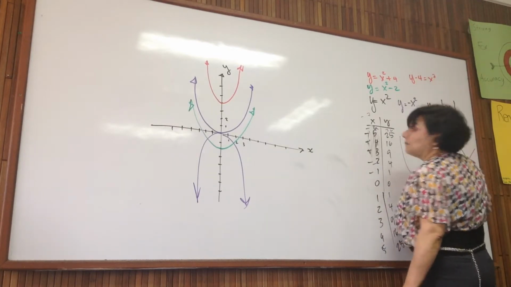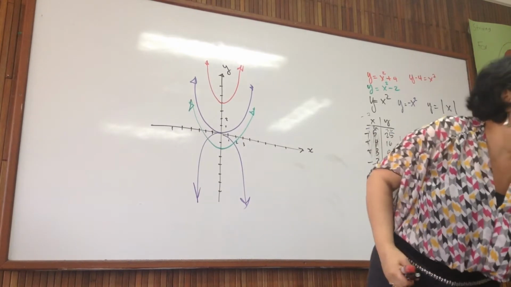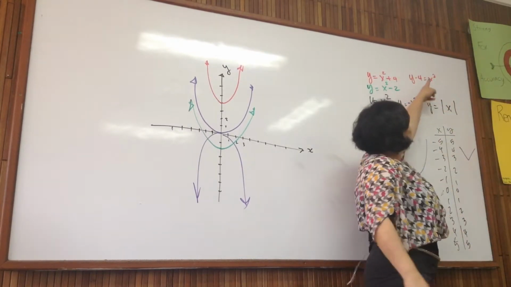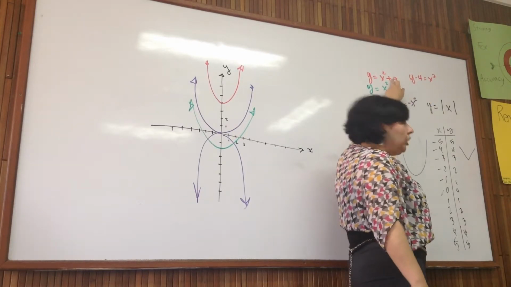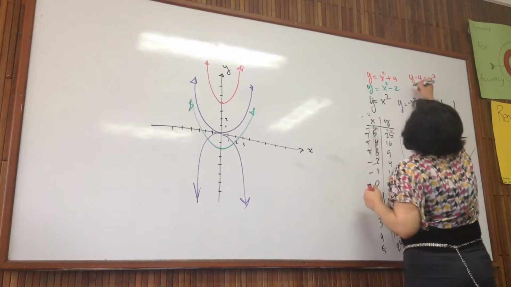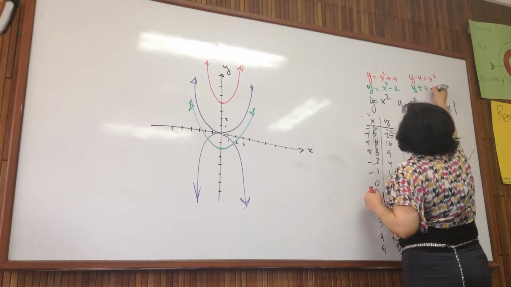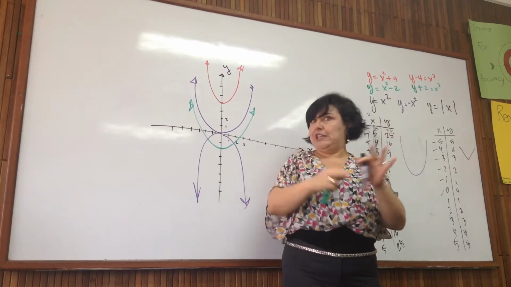Do you agree? Yes. No, it's the same one. It's just that if I change sides of the equal sign, it goes to the other side. So y plus 2 would equal x squared. Do you agree? Still the same thing, right? It's still the same thing.